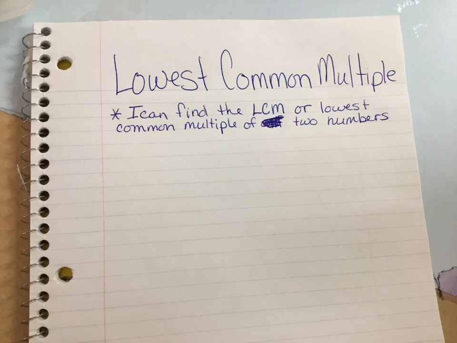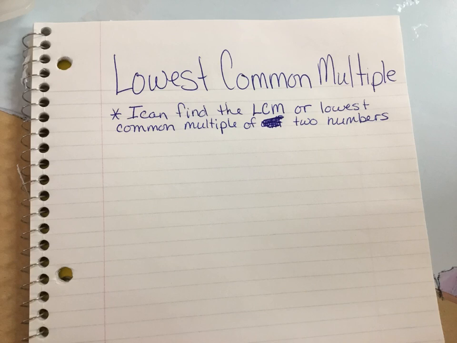Our I can statement is I can find the LCM or lowest common multiple of two numbers. This is really important for us as we move further along with our fractions. We have to know how to find the lowest common multiple to be able to get our denominators, get our fractions to equivalent fractions that we can use.